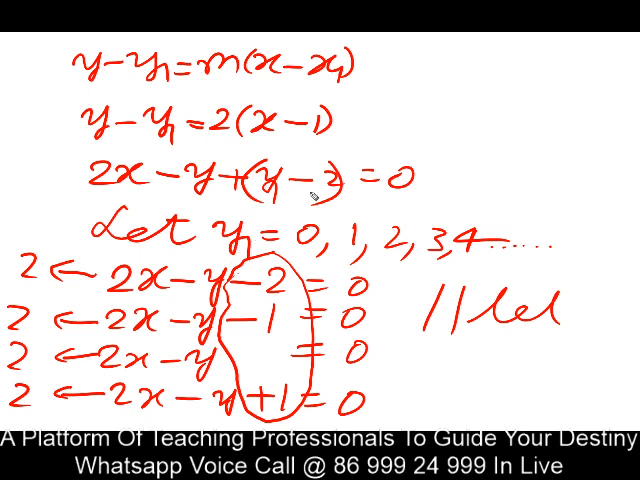I think it is clear. He is saying m and x1 are fixed. That is why I took m as 2 and x1 as 1, and I am varying y1 now, and thereby I have got all parallel lines. Let us check the answer. I think it is clear for you.